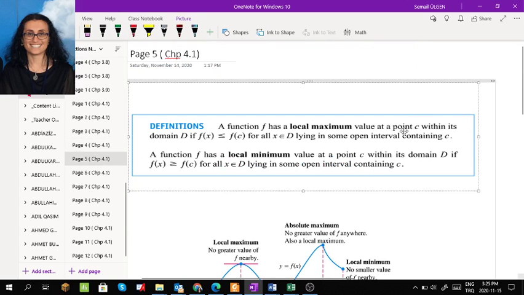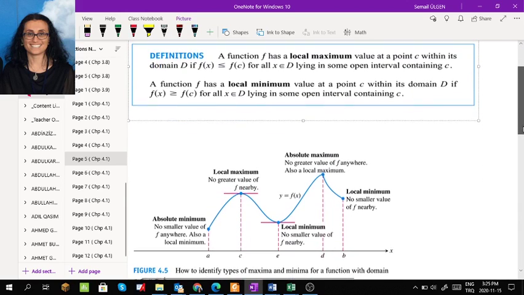Next, we are going to talk about local max, local minimum value. These are just a little bit different than absolute max, absolute minimum, because we just look at the graph locally. If you consider locally, you may have more than one local maximum value.